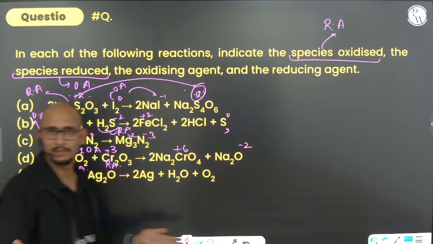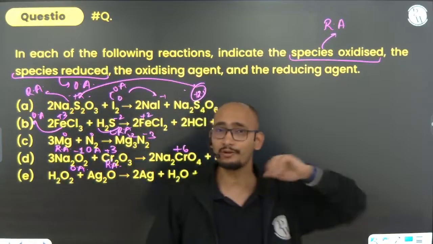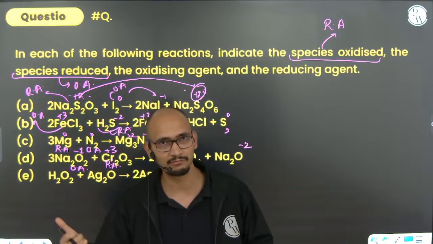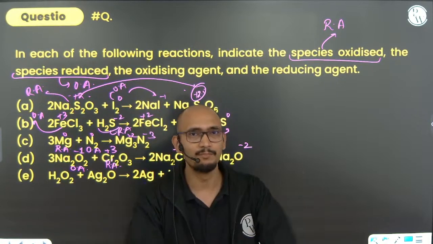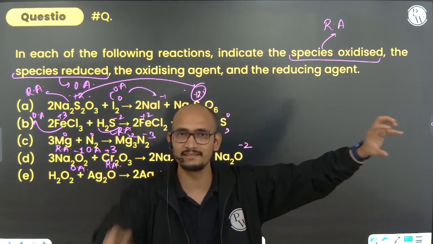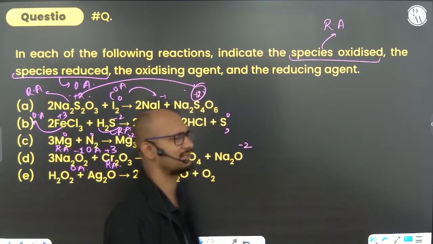That's a simple thing, because we know that in a redox reaction, not only oxidation will take place, not only reduction will take place. Both of them will be taking place simultaneously. So if one thing is the oxidizing agent, another has to be the reducing agent, without any doubt.